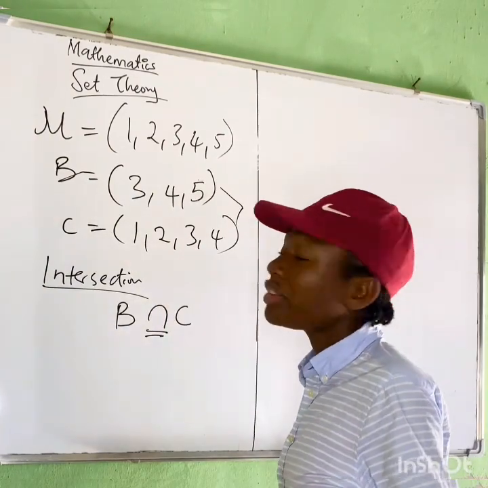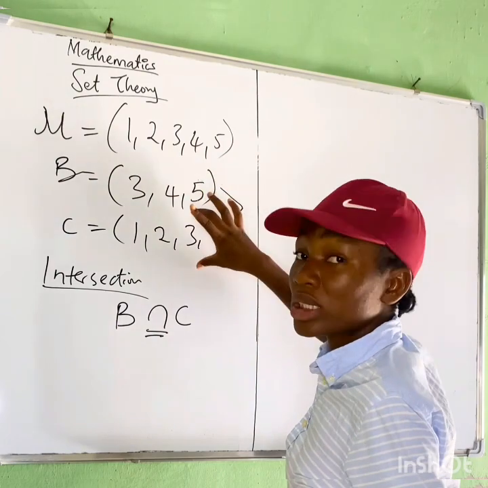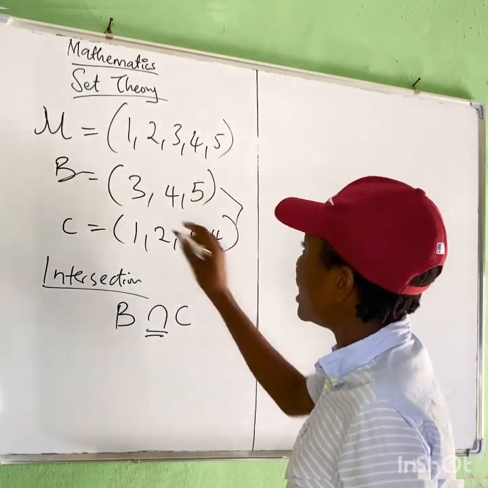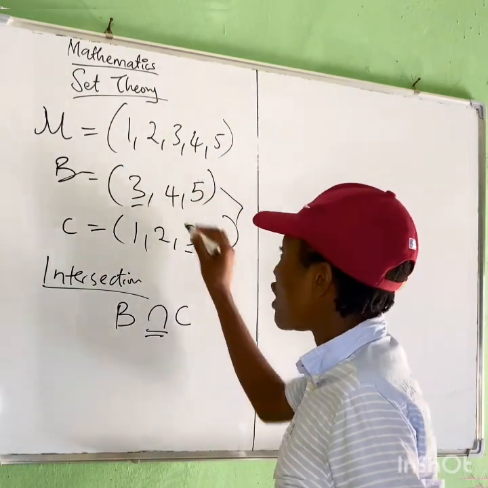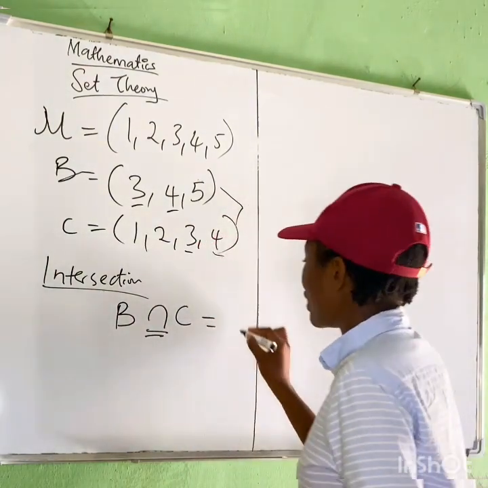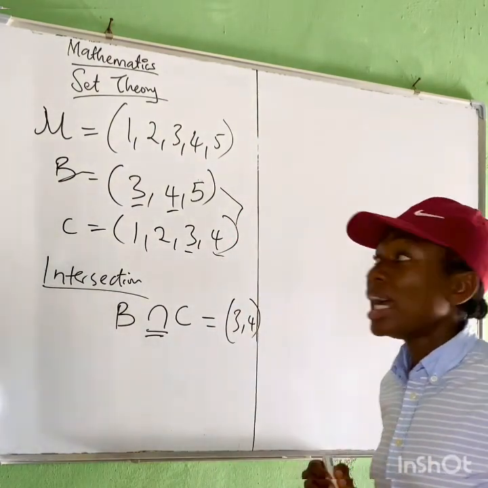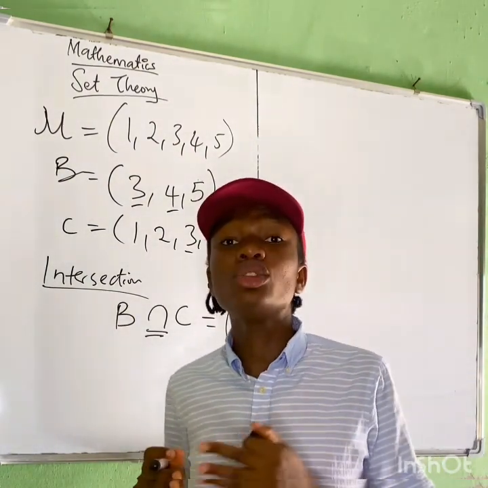What element can we find in B that we can also find in C? As you can see, 3 is common in both places, and 4 is also common. So when we say the intersection of B and C, we are going to have 3 and 4. These are the elements. And then lastly, let's also look at the union of sets.